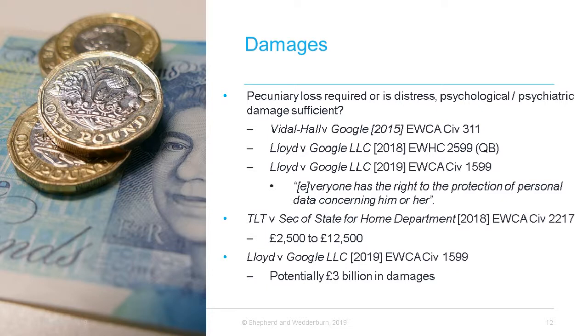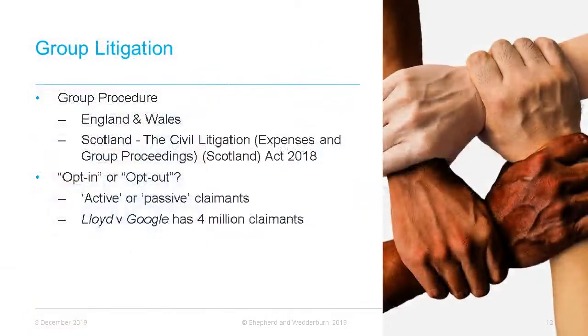When a data breach occurs, a large number of people are usually affected, and because of this, consumer groups really see data breaches as an important area for the development of group litigation in the UK. Group litigation is already a feature in England and Wales, and in Scotland the Civil Litigation Expenses and Group Proceedings Scotland Act of 2018 received the royal assent earlier this year. The Act provides for various changes to the civil justice system in Scotland.